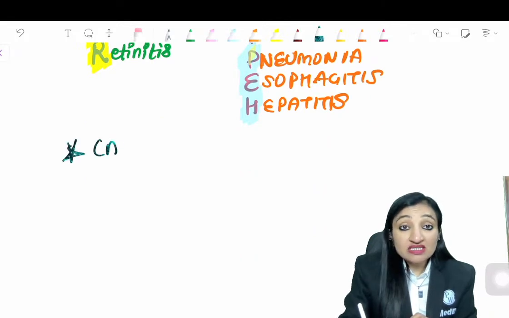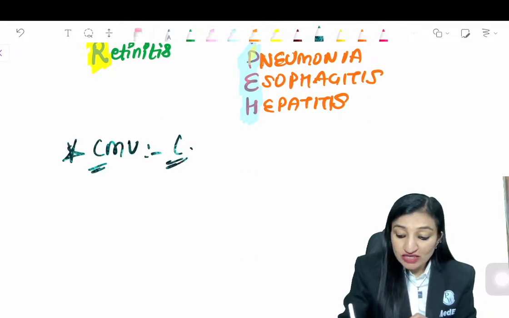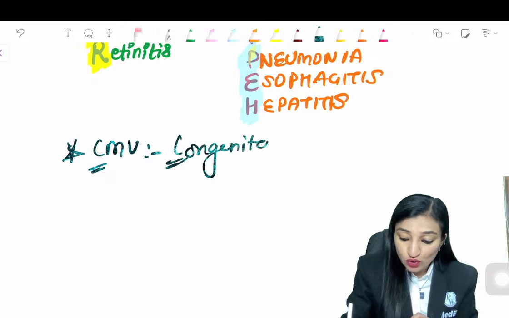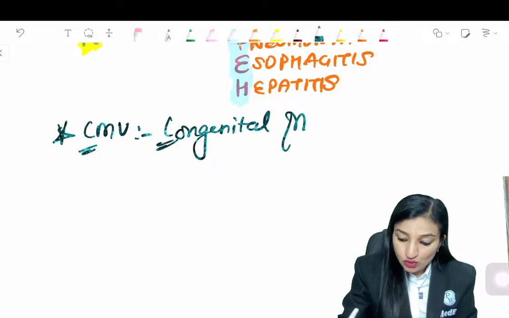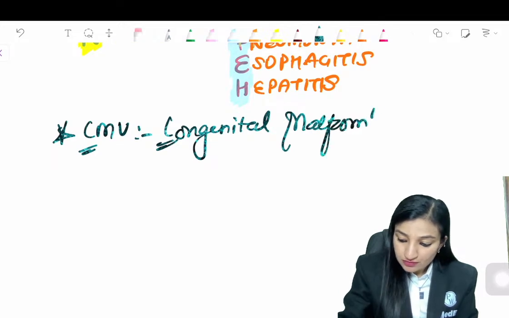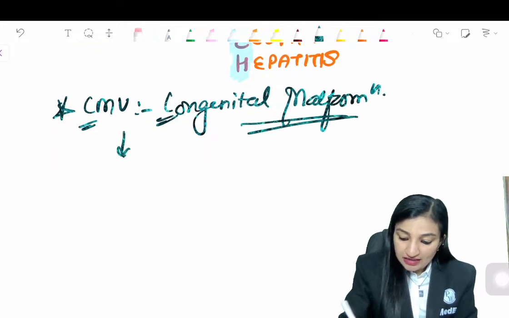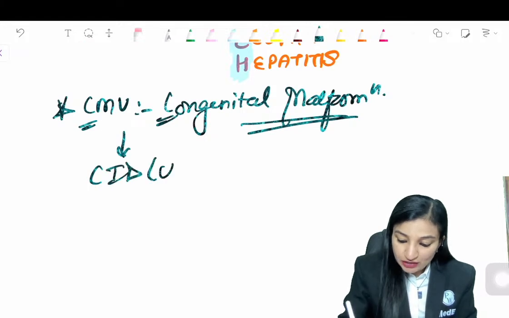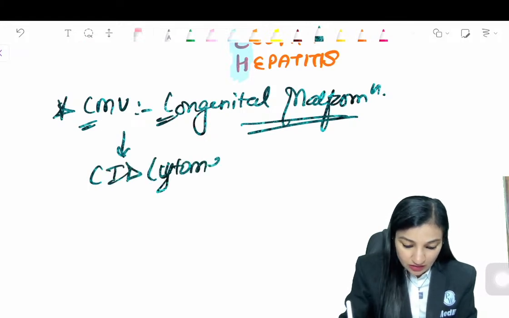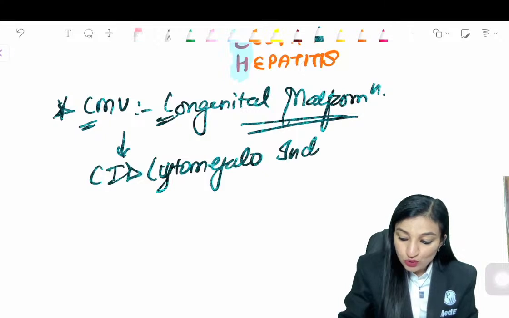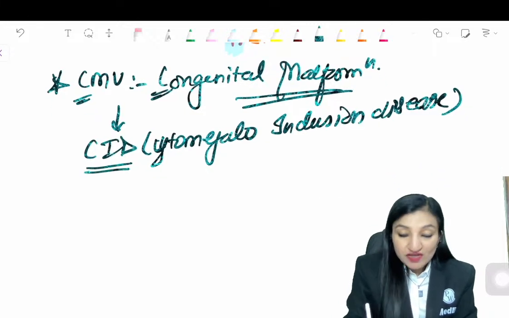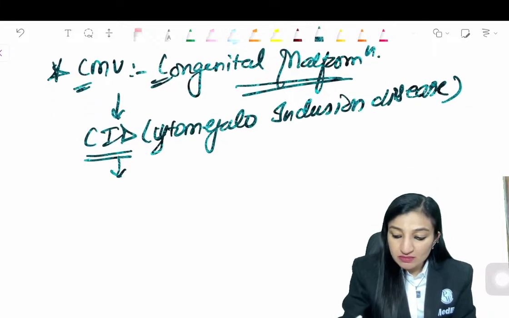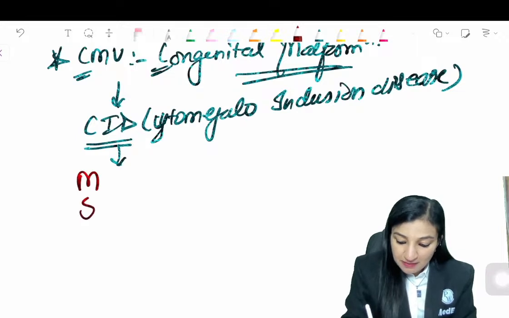Now again remember CMV, C for congenital malformation. CMV is an important cause of congenital infection also, and it is known as CID or cytomegalo inclusion disease. Now the features of cytomegalo inclusion disease you can remember as, remember MSD.